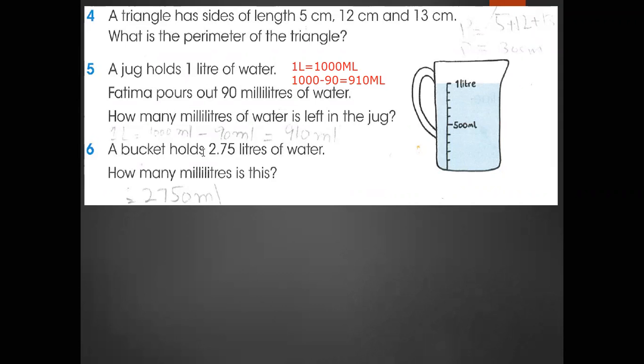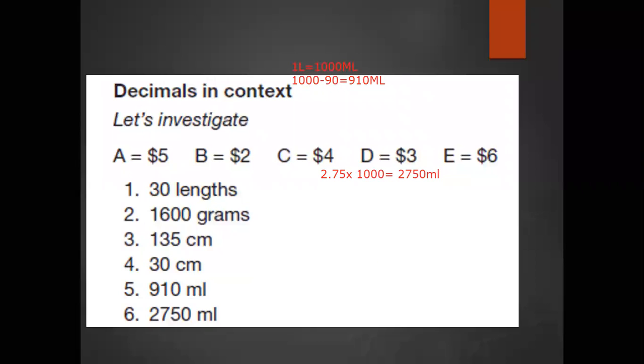A bucket holds 2.75 liters of water. How many milliliters is this? A simple way is to write 2.75 multiplied by 1000, and you will get your answer. That is equal to 2750 milliliters. So let's move on. You can check easily: 2750 milliliters, 910, and the other one is this.